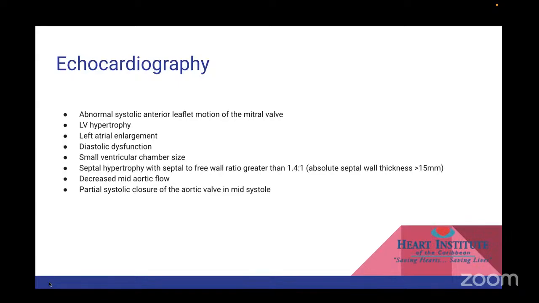So for echocardiogram, some of the things we can see is what we would have already looked at when we were looking at the previous diagrams. So there's abnormal systolic anterior leaflet motion of the mitral valve, left ventricular hypertrophy, left atrial enlargement, diastolic dysfunction, small ventricular chamber size, septal hypertrophy, decreased mid-aortic flow, and partial systolic closure of the aortic valve in mid-systole.